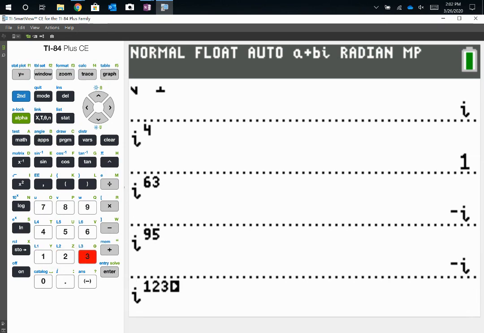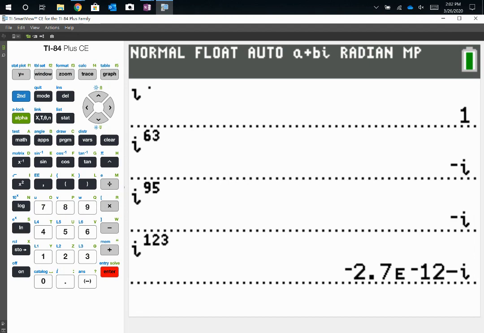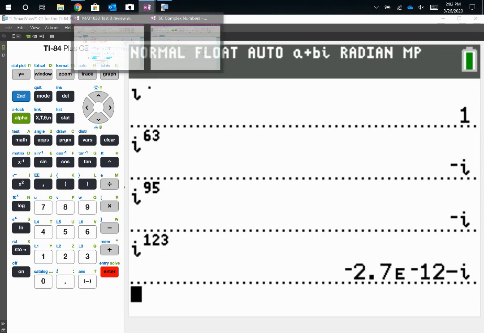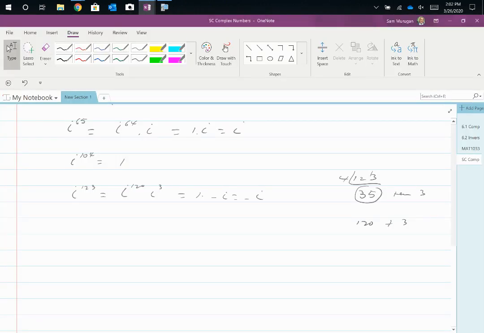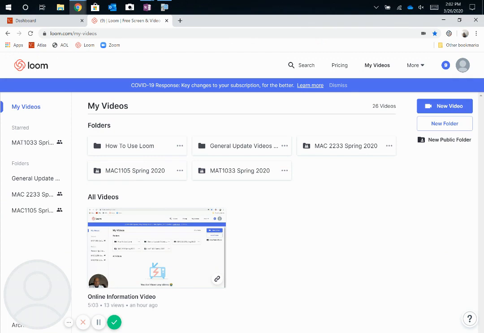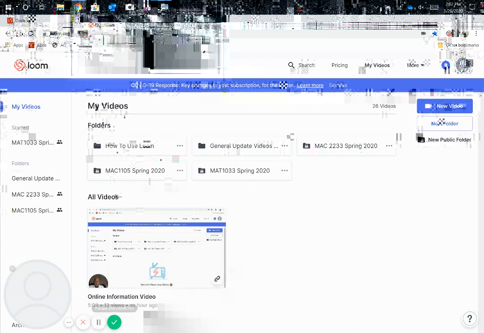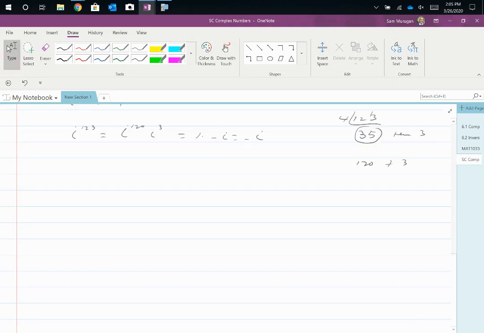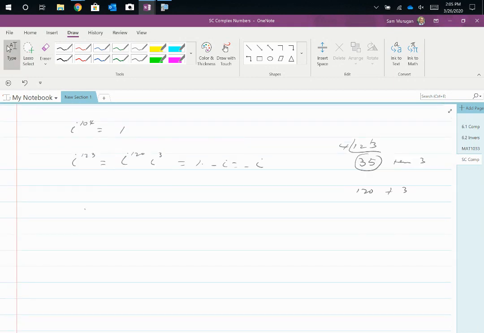At a certain point, you're not going to be able to put in any more powers. For example, if I tried 123, the calculator is not able to compute that. So at a certain point, you're going to have to figure it out manually. Okay? So going back to what we're talking about here, I just wanted to have a brief discussion about negative powers of i.